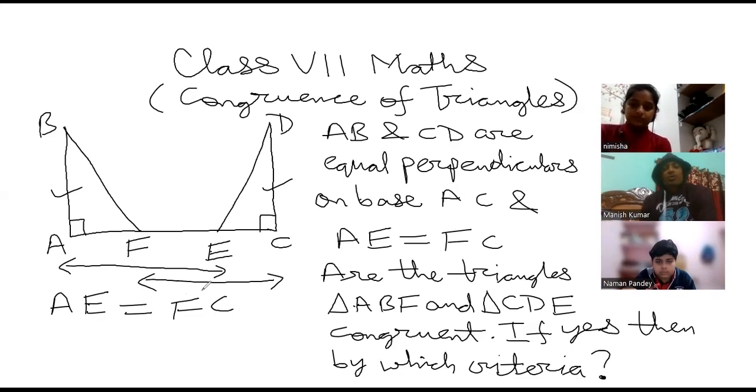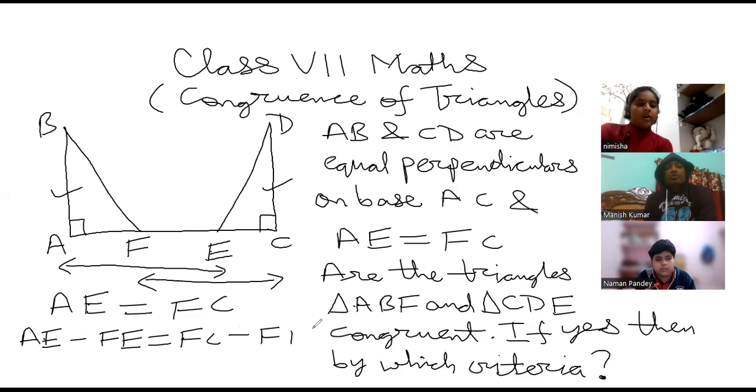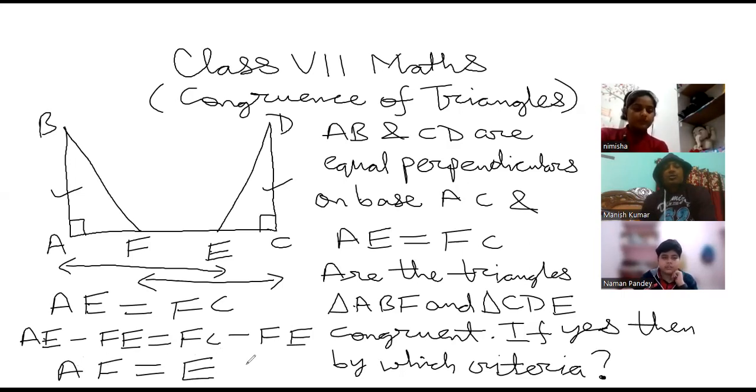If AE is equal to FC and FE is common, we can write AE minus FE will be equal to AF, and FC minus FE equal to EC. Both sides we are subtracting the same thing, so the equality will remain. That means AF is equal to EC. Isn't it? Now this side is also equal to this side. So by side angle side criteria, they are congruent.